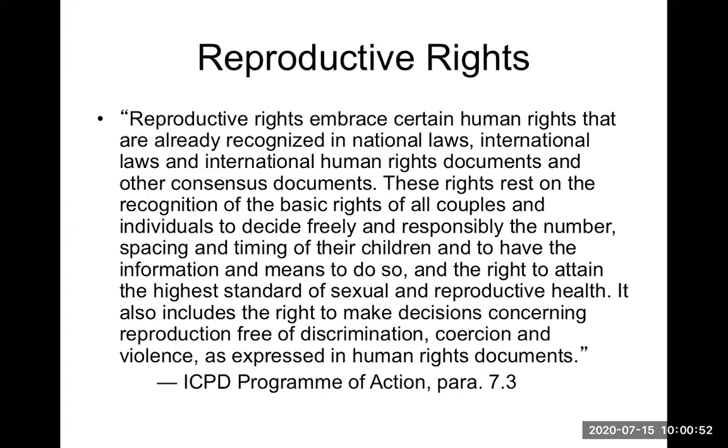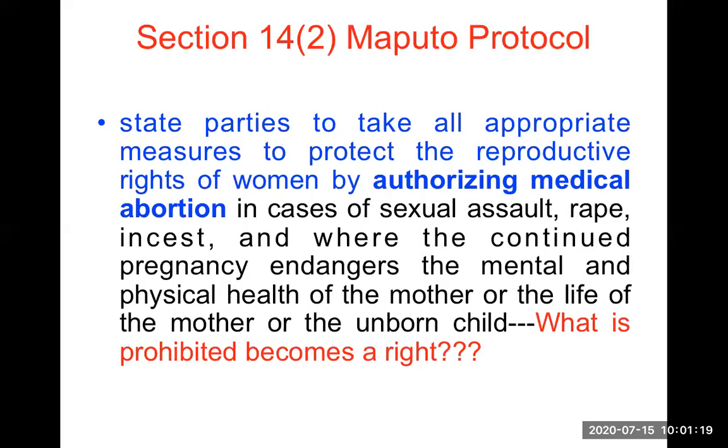It also includes the right to make decisions concerning reproduction free of discrimination, coercion, and violence as expressed in human rights documents. Quite convoluted, but the pursuit of reproductive rights has accounted for a lot of abuses of other rights. Because, as you can see, the Maputo Protocol is the protocol under the African Charter.